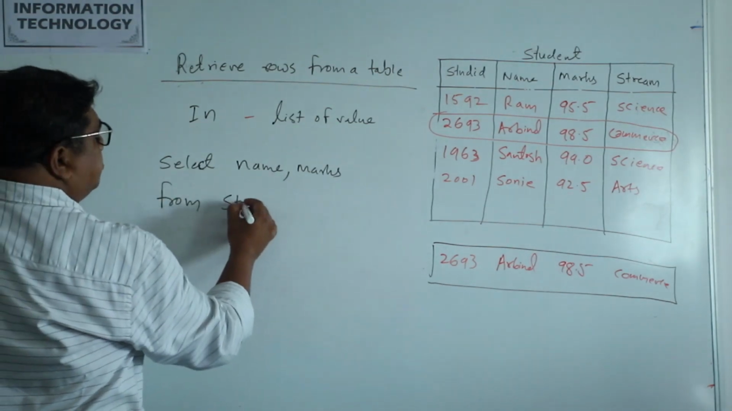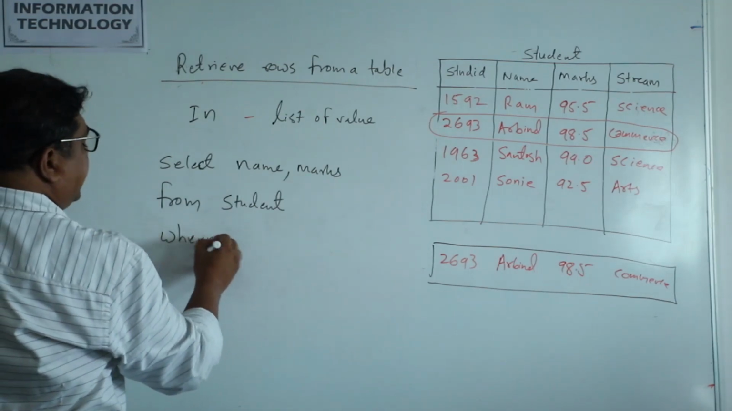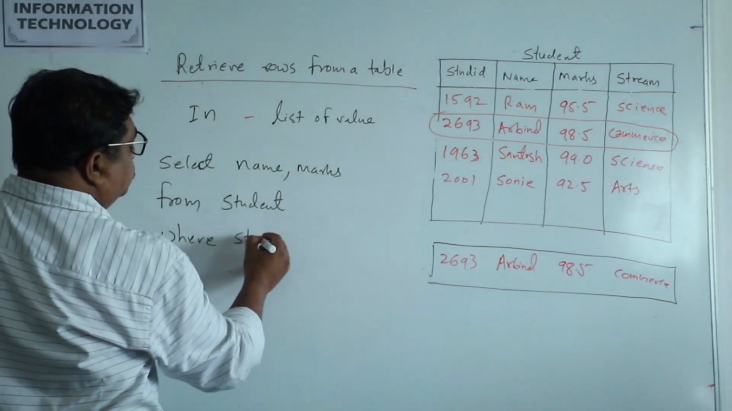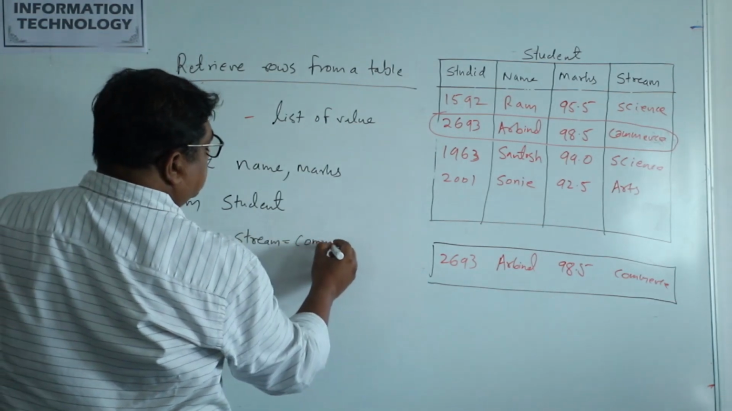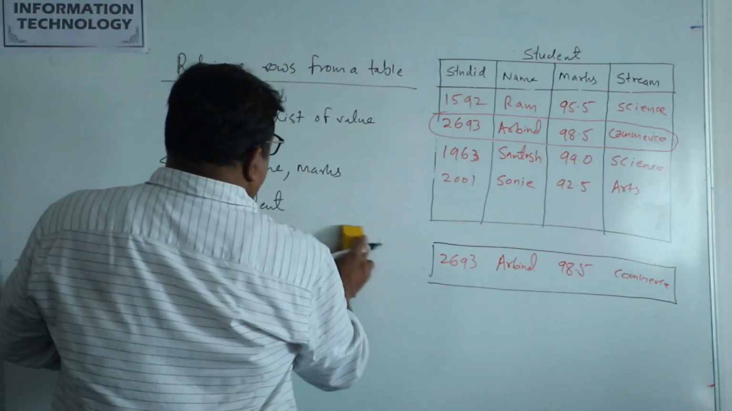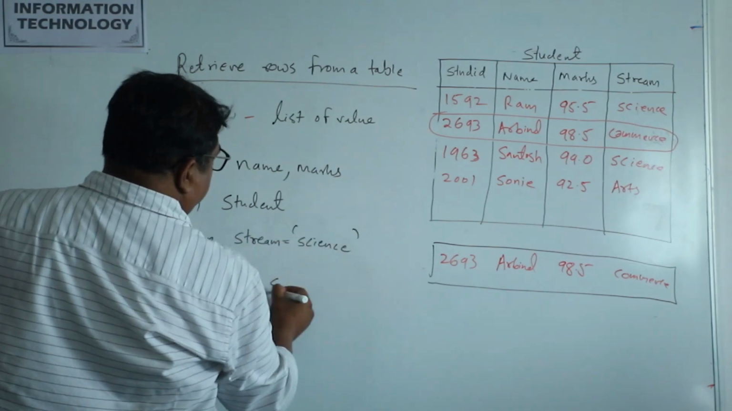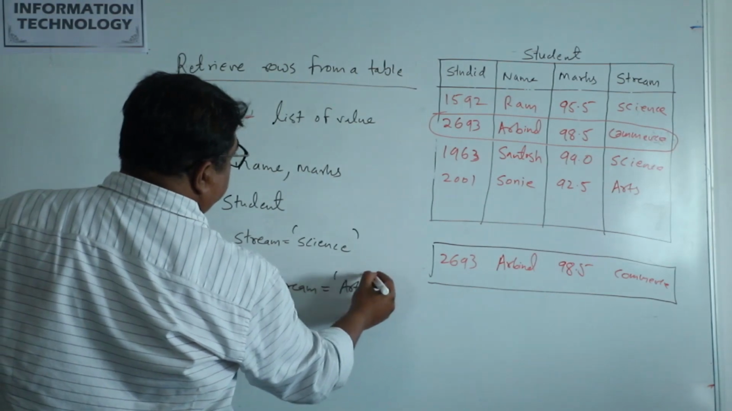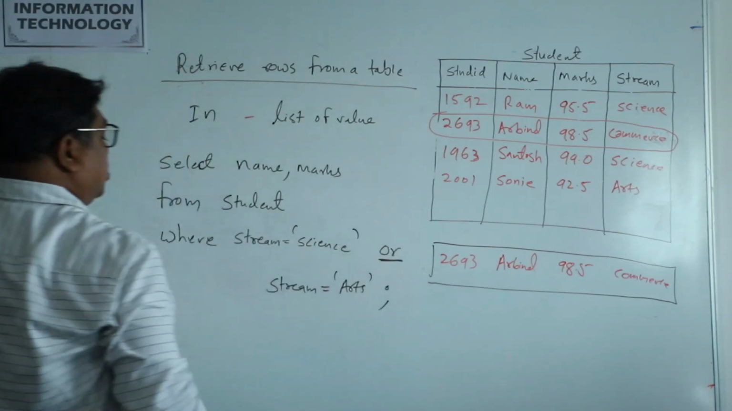What is the table name? Student. And we have a condition: where stream is equal to commerce. Sorry, I told you stream as science and arts. So stream is equal to science, and another condition, stream is equal to arts. Then semicolon. I have to use the logical operator or here, either or.